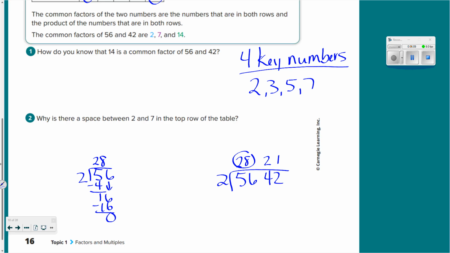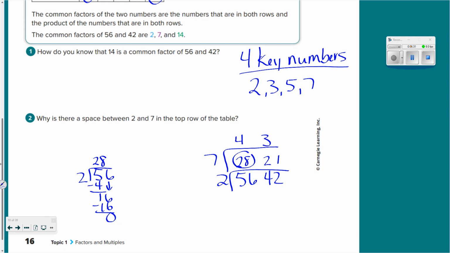Both by 7. Once I get to a yes, now I'll do another layer. Well, I said yes, I can divide both by 7. That gives me a 4 and a 3. Well, 3 is one of my 4 key numbers. 3 doesn't go into 4, so I know that I'm done. So I've now found the greatest common factor because I'm going to multiply everything on the left.